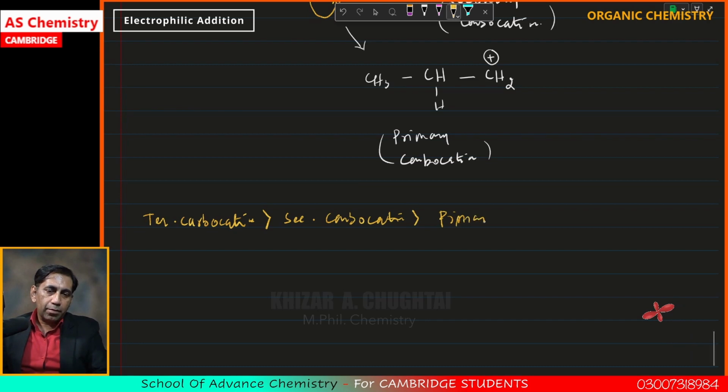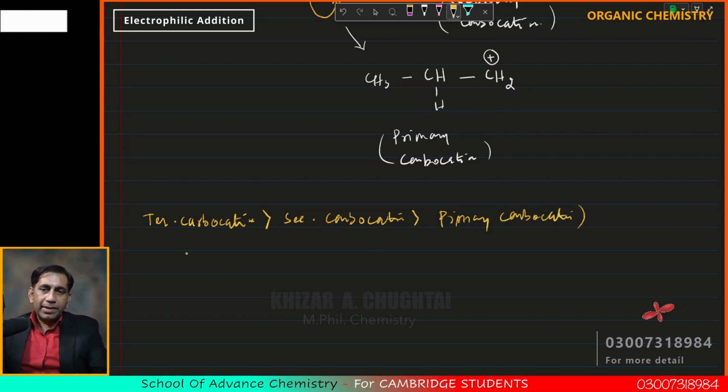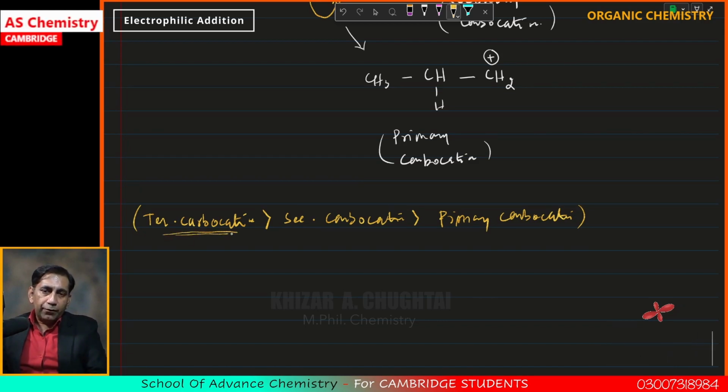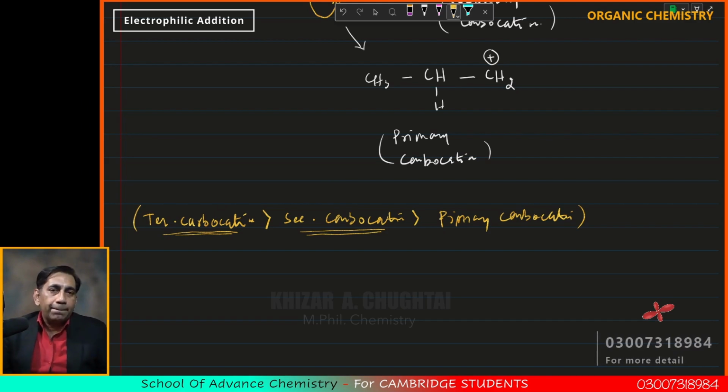So what does this stability mean? Basically, if there is a formation of two different carbocations, one tertiary and the other secondary, and there is any possibility of transformation, then the secondary carbocation will change itself into a tertiary carbocation.